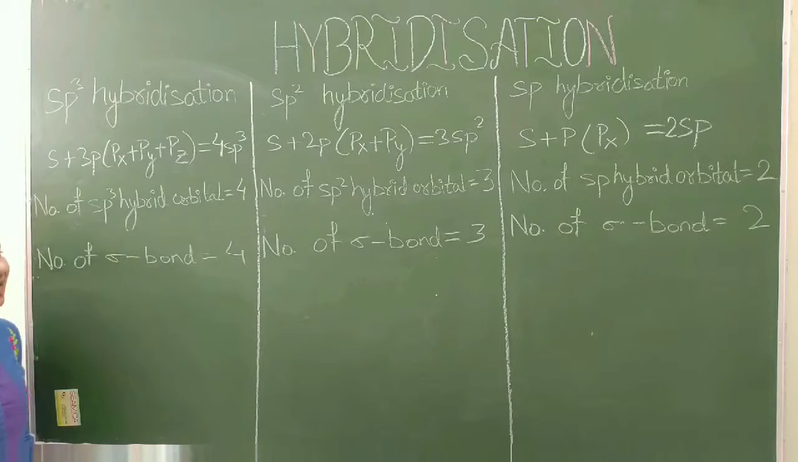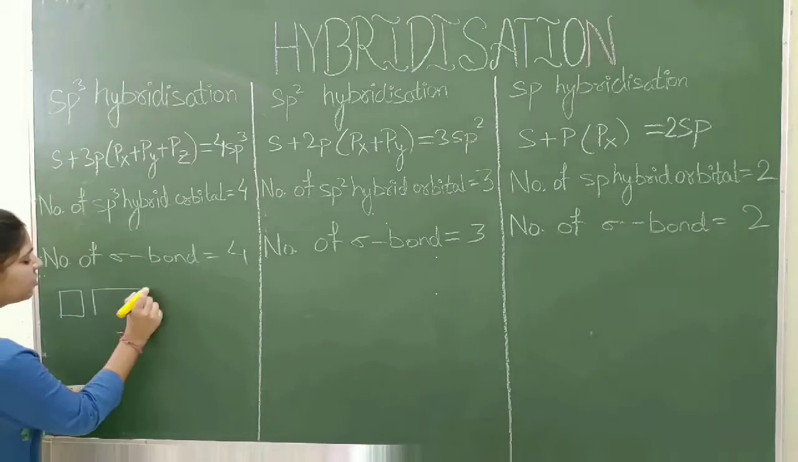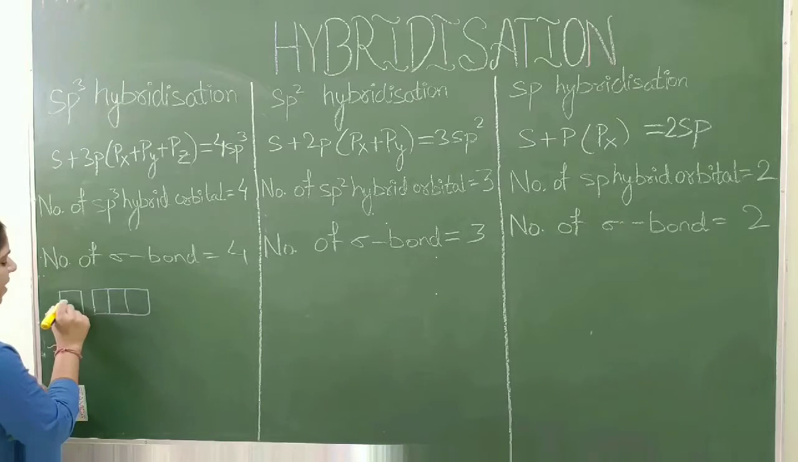Let us discuss sp3, sp2 and sp hybridization. Let us start with sp3 hybridization. In sp3 hybridization, there is 1 electron in the s orbital and 3 electrons present in the p orbital.